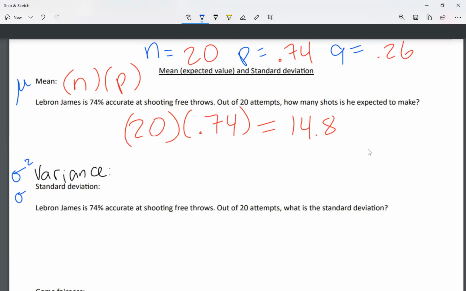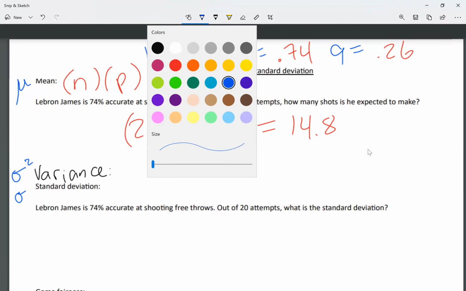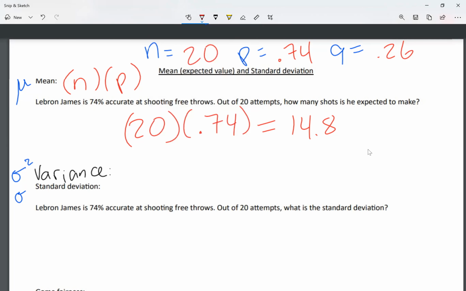So let me give you a couple formulas. What's the formula for variance, Mr. Leonzo? All right, good thing you asked. Formula for variance: again, we know our n, we know our p, we know our q. It is going to be the product of all three. So variance is n times p times q. And for standard deviation, I might ask you for that, it is basically the variance, n times p times q, and then get the square root of that.